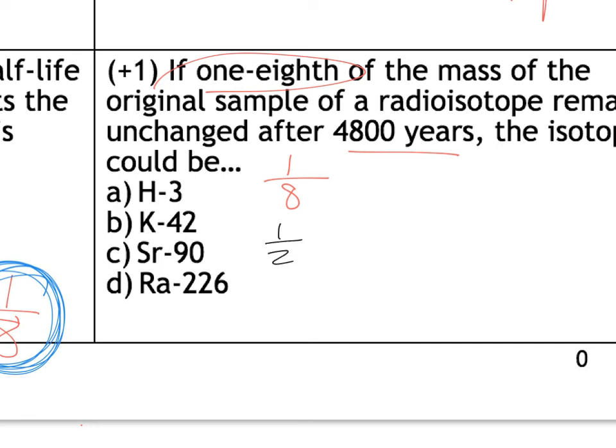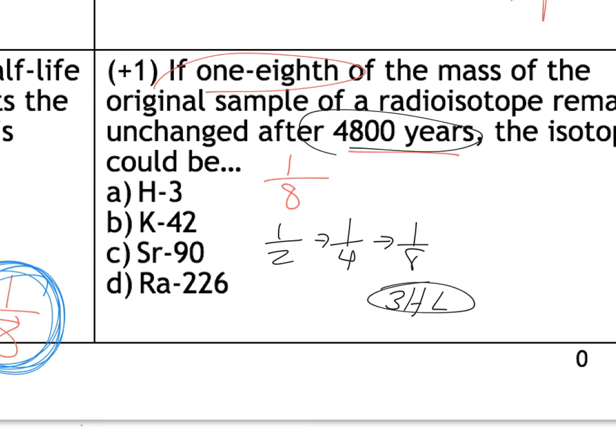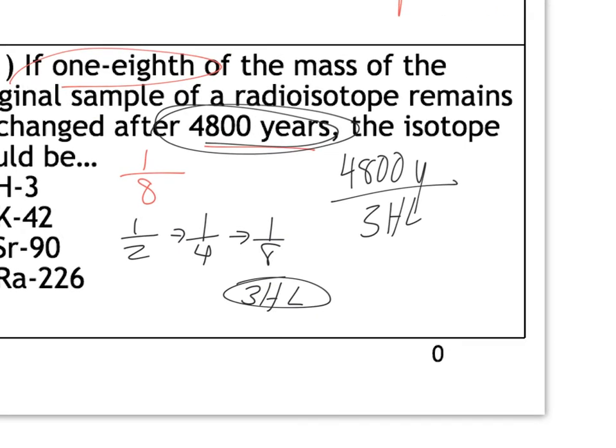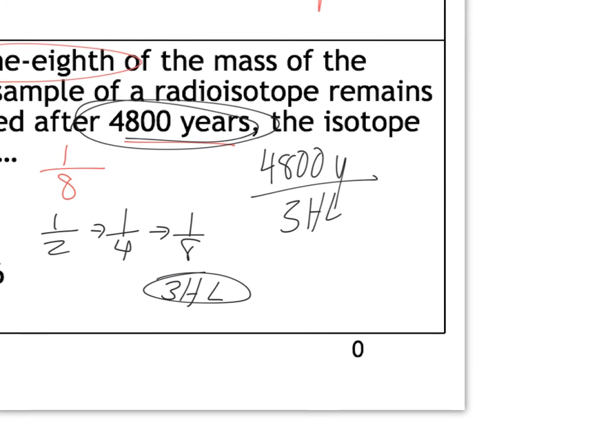So first half-life, you have a half remaining. Second half-life, expect a fourth. Third half-life, expect an eighth. So I know it's been going through its third half-life. Now also, it looks like it took 4,800 years to go through 3 half-lives. So if I want to know how much 1 half-life is, I'm going to do 4,800 years divided by 3 half-lives. And I'm thinking that's going to be really close to 1,600 years.